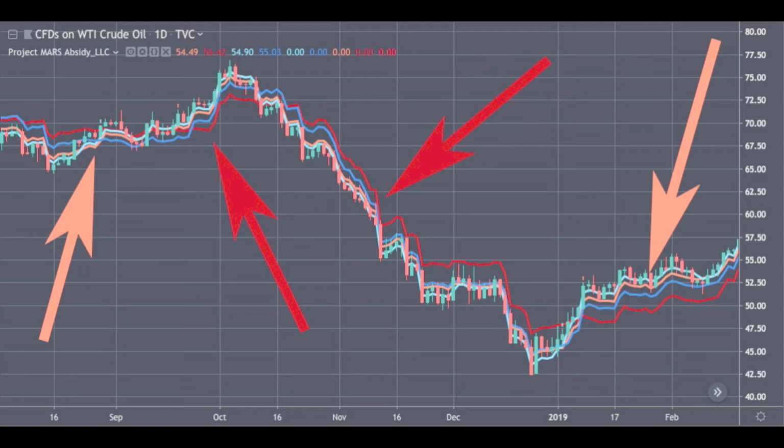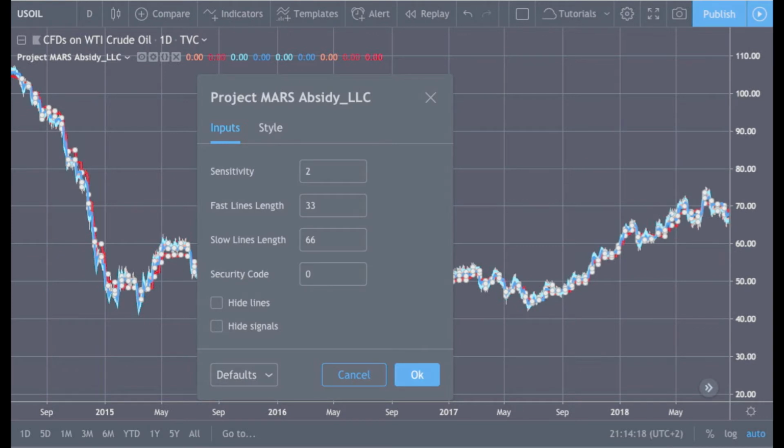Before we start learning strategies, we should learn how to use it. Here we have the settings menu. The first setting that you can choose is to set the sensitivity. This parameter controls how quickly the blue lines react together. It does not affect the red lines at all. When you set this number higher, the blue lines have more sensitive reactions. When you set this number lower, the blue lines have less sensitive reactions.